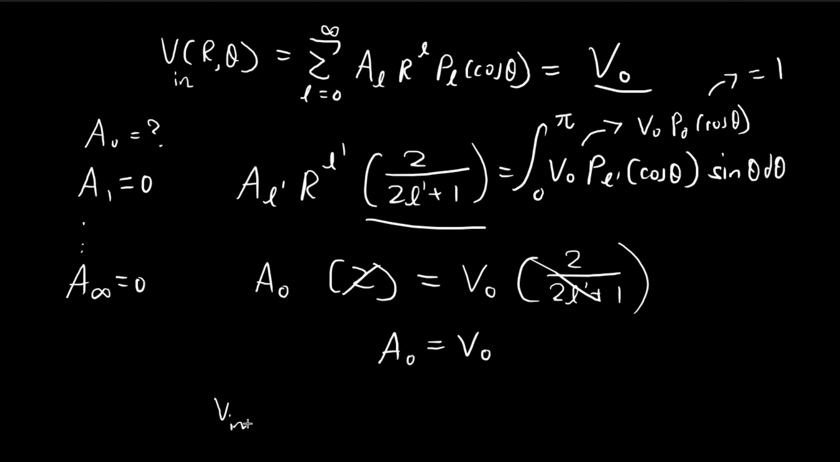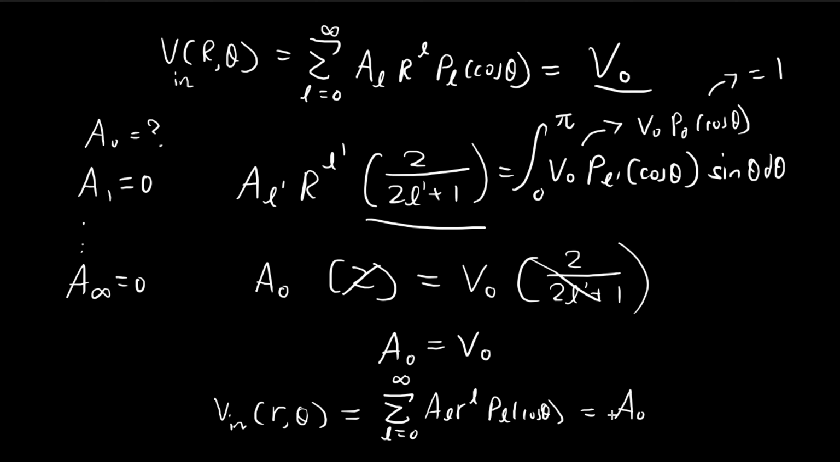And so going back to finding the potential inside of the sphere, applying the result that we found, only A0 exists. All the subsequent A constants are all equal to 0. So A0, r to the power of 0, that's 1, and then P0 cosine theta, the zeroth Legendre polynomial, that's also equal to 1. So actually, the potential inside of the sphere is equal to A0, which is equal to V0. So this tells us that inside of the sphere, the potential is the same as the potential on the sphere. So the inside is the same as the surface.